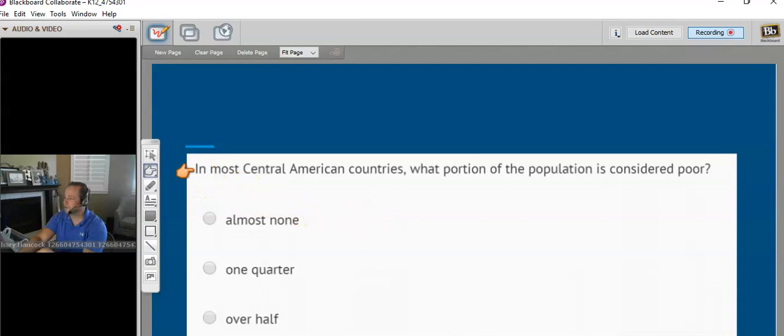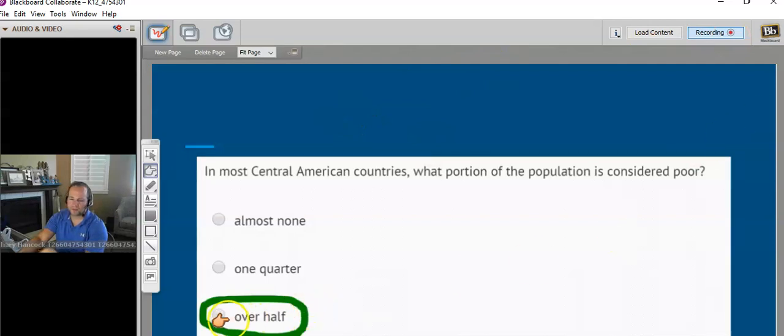Let's answer this question real quick. It says, in most Central American countries, what portion of the population is considered poor? Okay, so that means they don't have enough money to eat, that kind of stuff. Okay, and the correct answer is over half. Over half the people live in poverty. They're unable to provide for themselves, have enough to eat, or sleep, and that's a lot of the reason why they're moving to Mexico and then trying to get to the United States as well.